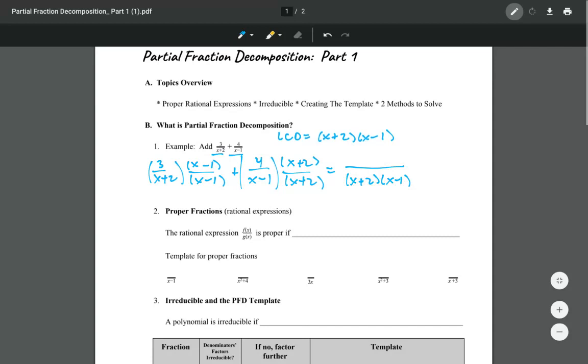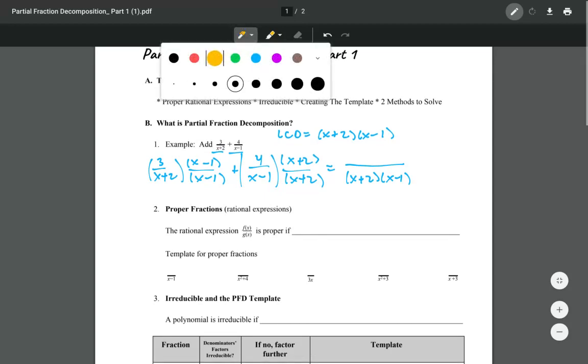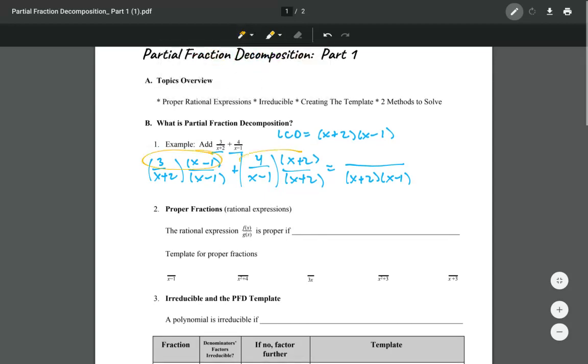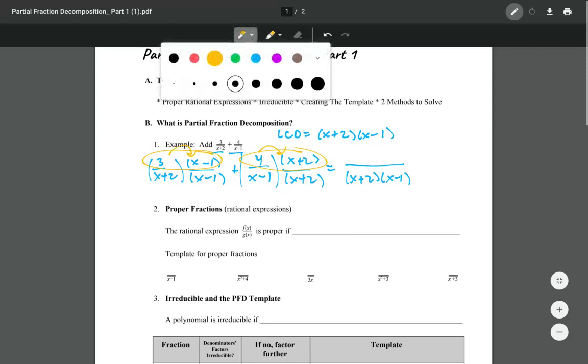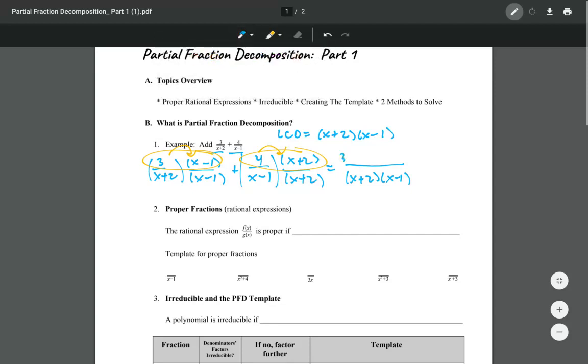In my numerator, I've got some things. Let me circle them in yellow here. I've got some distributions to do. So let's distribute the 3, then distribute the 4, and then we can simplify what we've got. I get 3x minus 3, and then distributing that 4, I get plus 4x plus 8. I can multiply out that denominator as well, just doing FOIL.